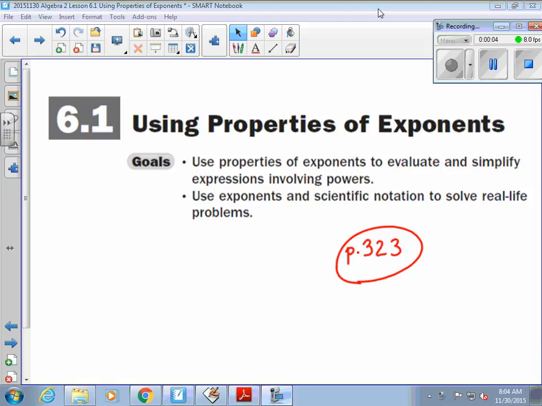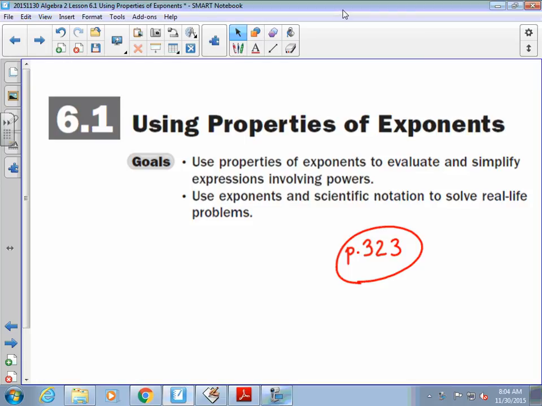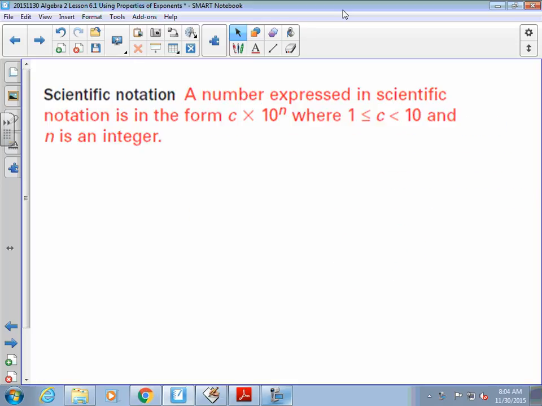It's Algebra 2, Lesson 6.1, using properties of exponents. We're using properties of exponents to evaluate and simplify expressions involving powers, and we're using exponents in scientific notation to solve real-life problems. Beginning on page 323 in the textbook.